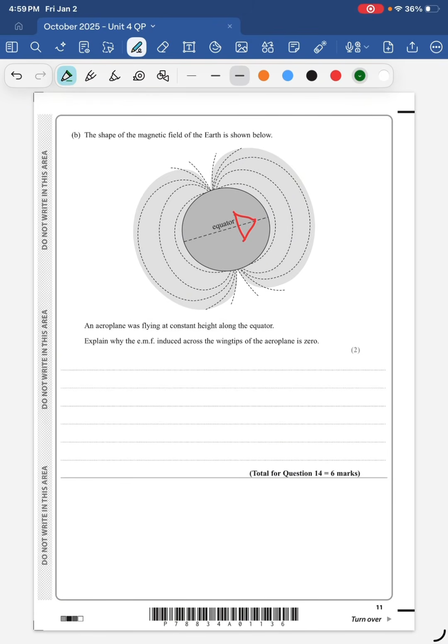So B is pretty much parallel to the wings. So B looks like this at the equator. It's perpendicular to the equator, so it's also parallel to the wings. Therefore, the aeroplane does not cut through any magnetic field lines. So there is no induced EMF for this reason. I hope this makes sense.